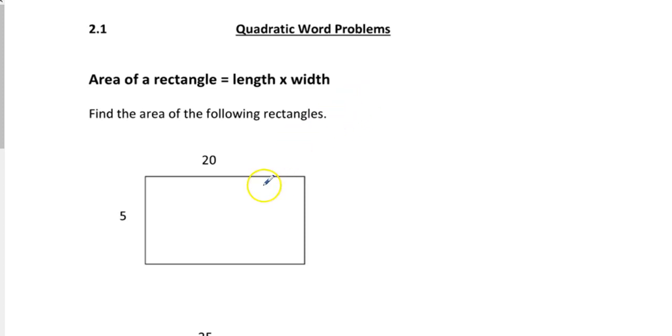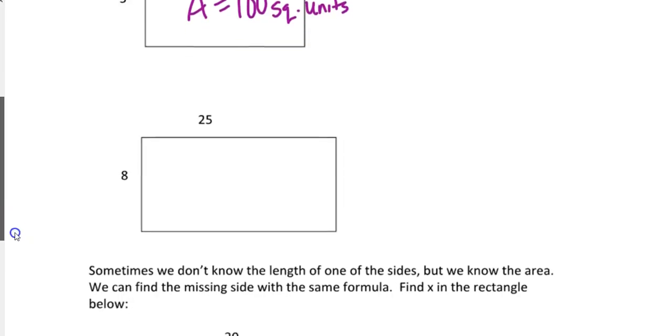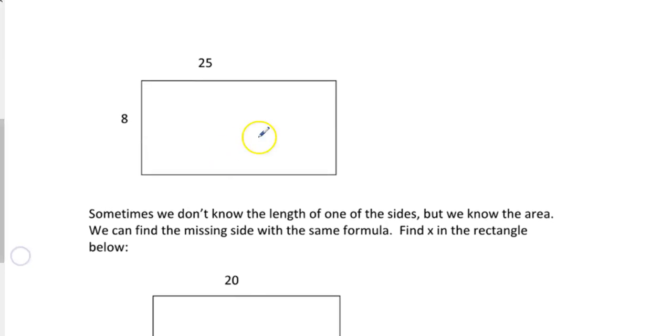Okay, so hopefully you paused and worked these out. You found that 5 times 20, and there's lots of ways you can think about 5 times 20, but that does come out to be 100 square units. And now we're thinking about 8 times 25. Again, I like to think about money when I'm multiplying by something like this, because 25, I can think of quarters, and 4 quarters make $1, so 8 quarters makes $2. I'm talking about 200 here.